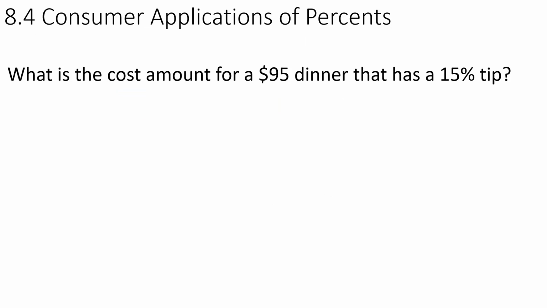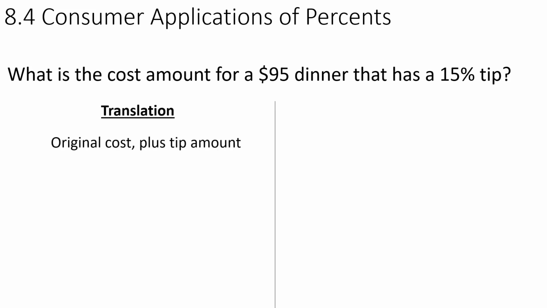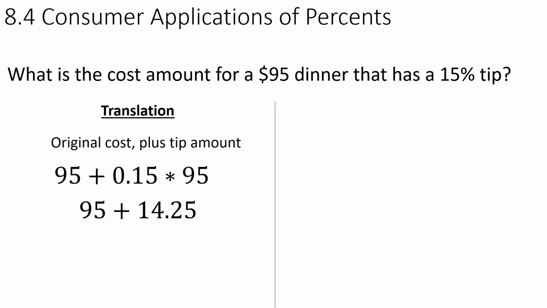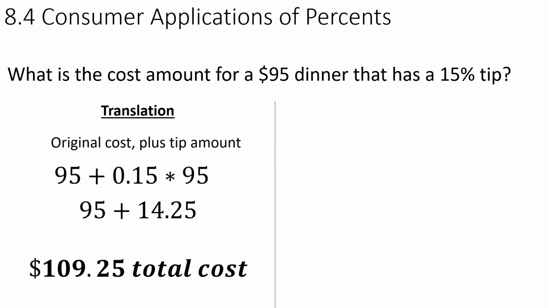The cost amount for a $95 dinner and having a 15% tip. You could go ahead and pause it and work it out. You could do a translation where you do 95 plus the tip amount. To figure out the tip amount, you're doing the 15% of 95 and then just adding it onto the cost. When we did this in class, a lot of kids just said the answer was $14.25. They forgot that they're asking for the total cost.